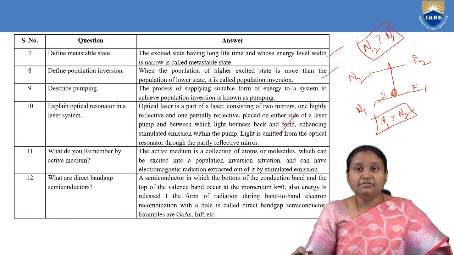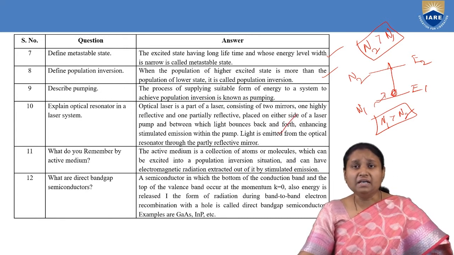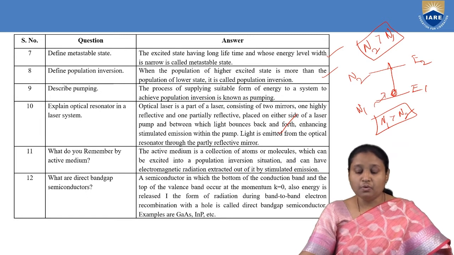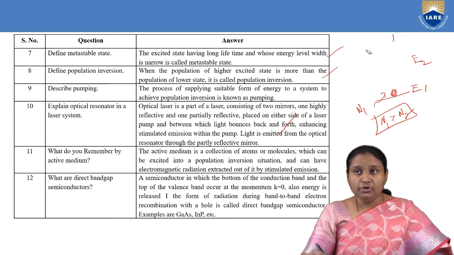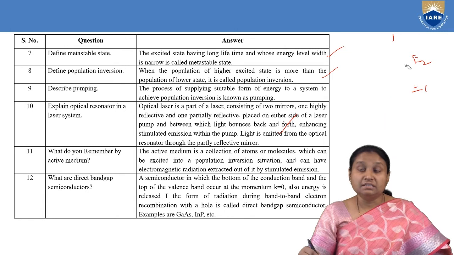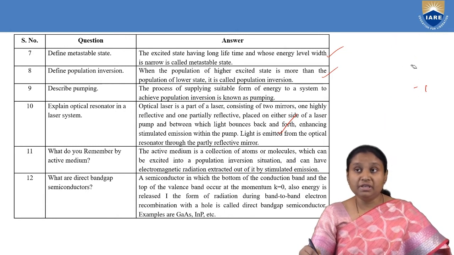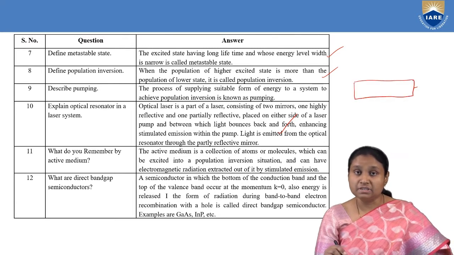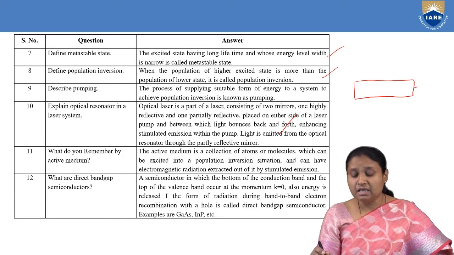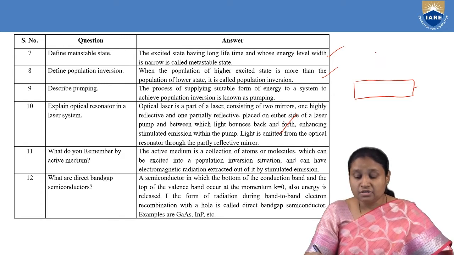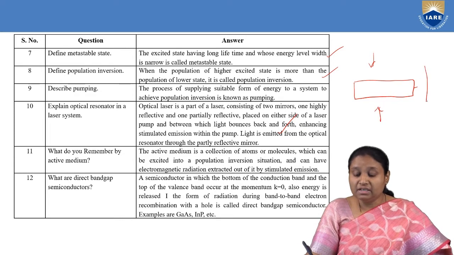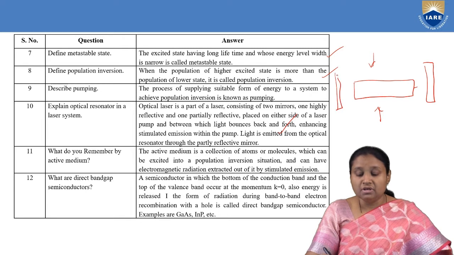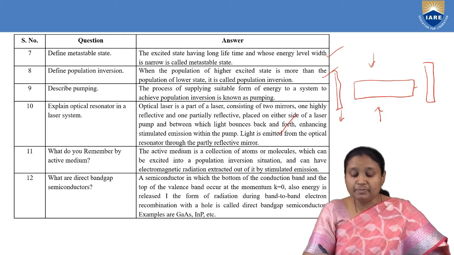And then coming to the 10th definition, explain optical resonator in a laser system. So what is an optical resonator? Now we know that any laser system consists of three main parts. What are those three main parts? We have the active medium, which is the medium in which we have a metastable state, and it can be a solid, liquid or gas. And then we have a source of energy, so we have energy being supplied by the source. And then on either side of the optical medium, we have two mirrors. Of these two mirrors, one is a perfect reflector and the other one is a partial reflector.